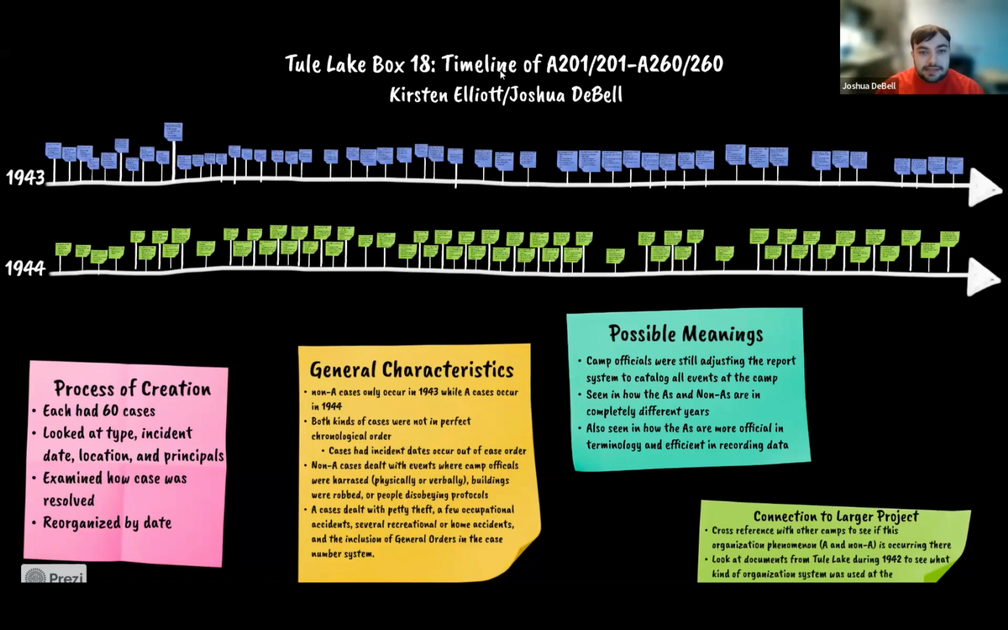We decided to make a timeline, and hence our title, Tule Lake Box 18, timeline of A201 slash 201 to A260 slash 260. And we decided to do it on Prezi because, one, we did not know what software the first group used for their timeline. We didn't know that software existed. But also because with Prezi, you're allowed to zoom in on certain items. So we thought that would be a good way to do it, since we could put a lot of things, especially as this adds up to around 120 cases, encompassing the first and second folder in the box.